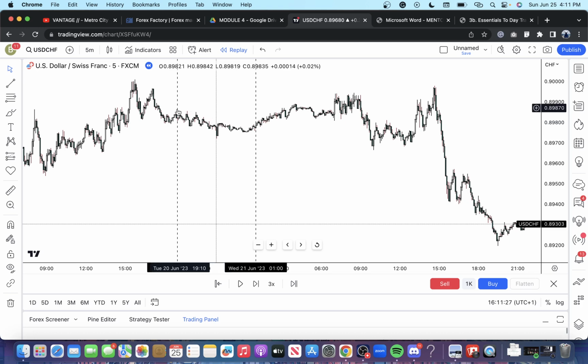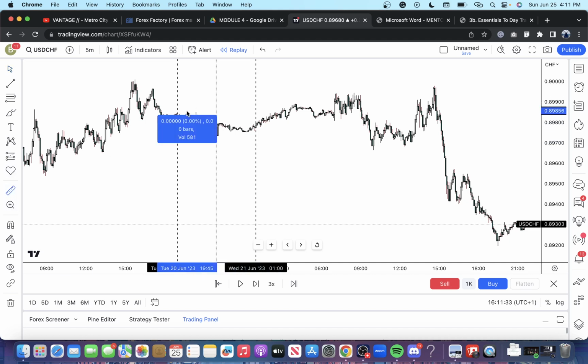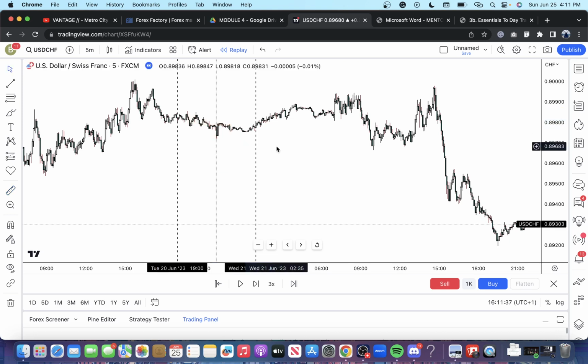Now you can see the range here. Look at how small and little the range is. If we do a measurement of the range, you can see it is around 13 pips of price delivery. So we have a very small, nice little consolidation like this. This is what we like to see classically for our dead period.